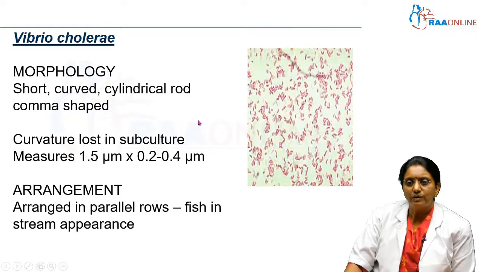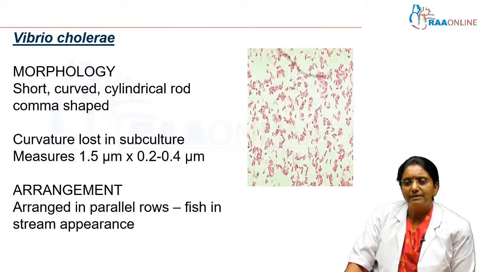And what you notice is that this curvature, you can see it only in fresh isolates as well as in fresh samples with cholera, like cholera stool which you are collecting. Only in those samples you can see the Vibrio cholerae with the curved appearance. As you keep maintaining the culture in your laboratory and as you keep subculturing the organism, it loses its curvature.